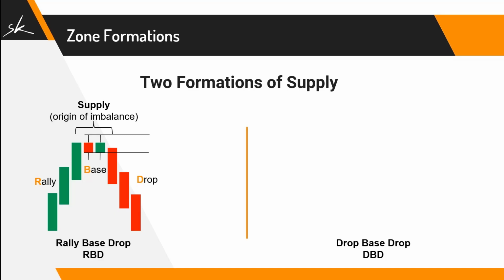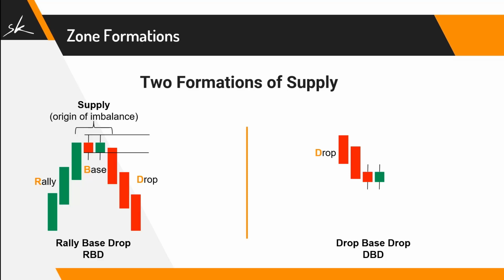Drop-based drop or DBD. On a price chart, let's assume that the prices are moving down. The only logical reason for prices to move down has to be more supply. This move to the downside is what we call a drop. If the supply was more, the price should keep moving down. But what happens next is that instead of moving further down, price starts trading in a range.